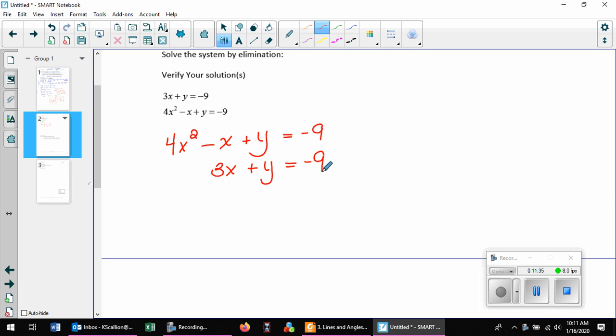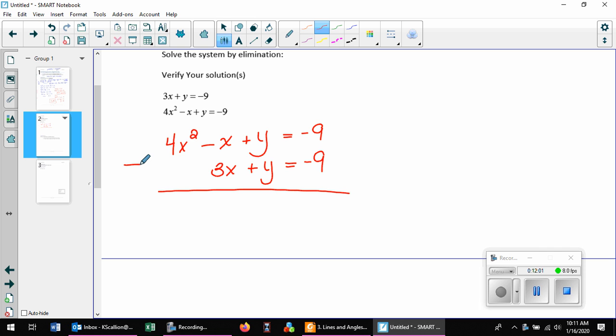Like how would I solve an equation with an x squared and a y in it? The answer is you can't, right? So what I need to remove is the y, because then I have x squared and x's, and we know how to deal with that. We know that we're going to factor. All right. So, am I adding or subtracting these to get rid of the y? I'm going to subtract them.